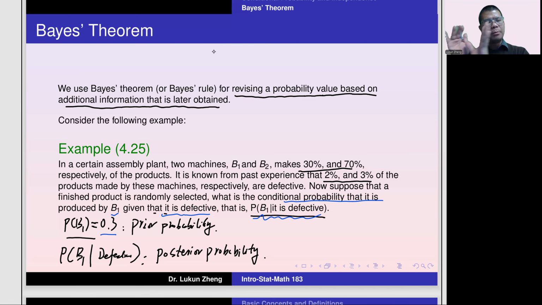It's a prior probability. Now we are given some known information: it is defective. Under this condition, what is the probability that it is made by B1? This is called a posterior probability. How do we find this posterior probability? Bayes theorem. Yes, Bayes theorem.